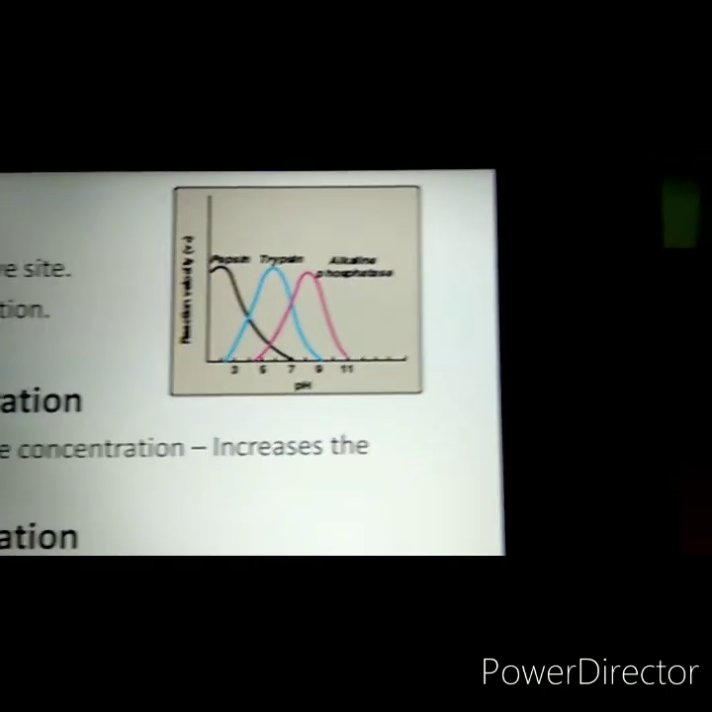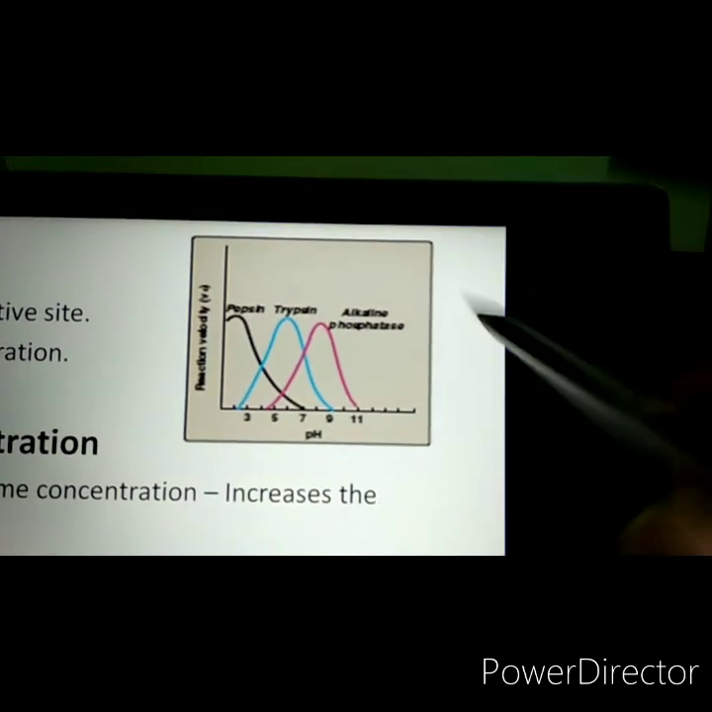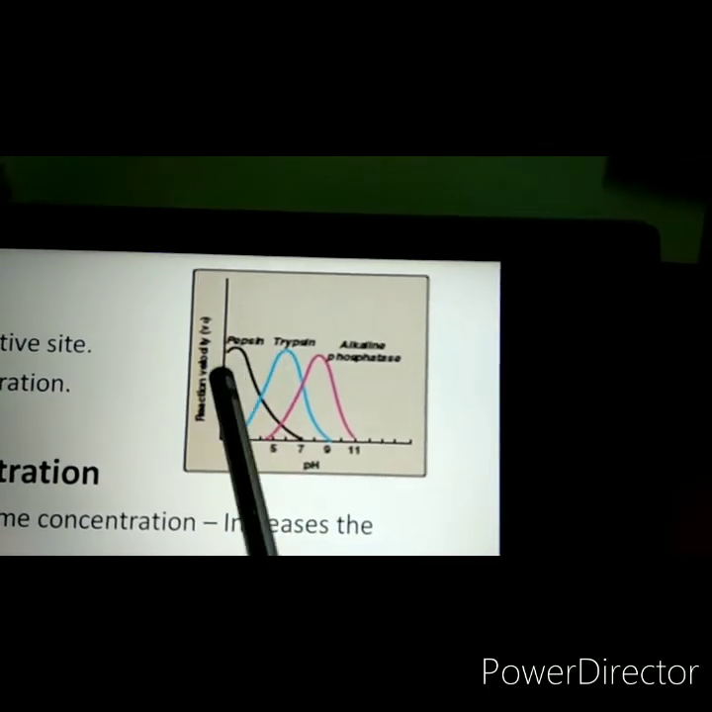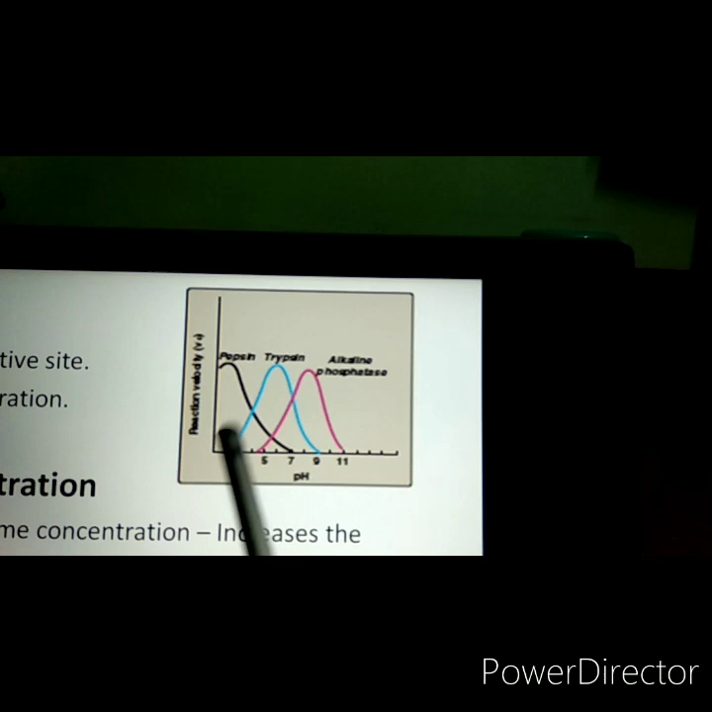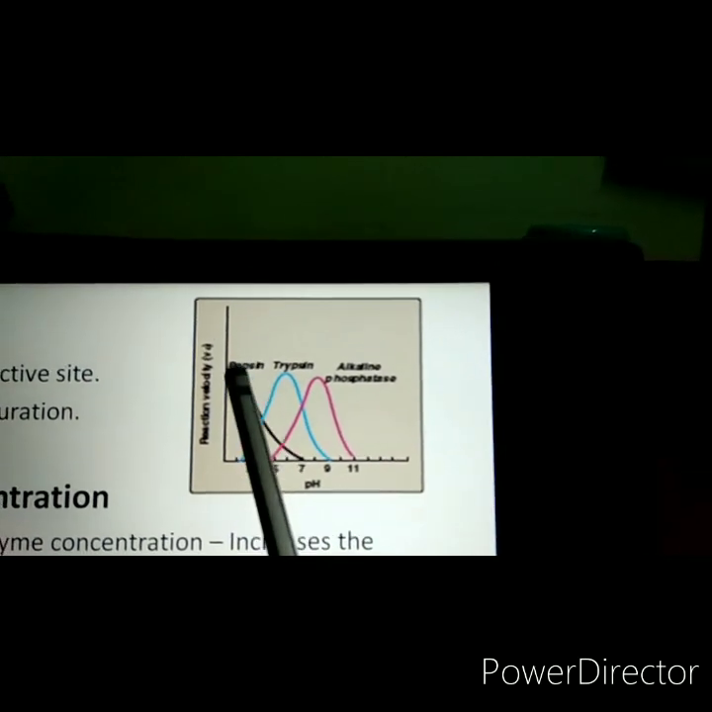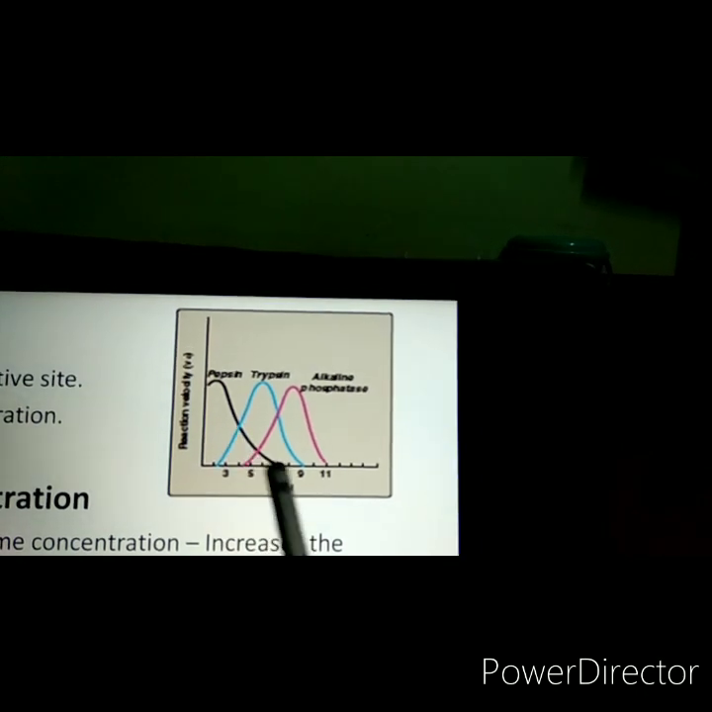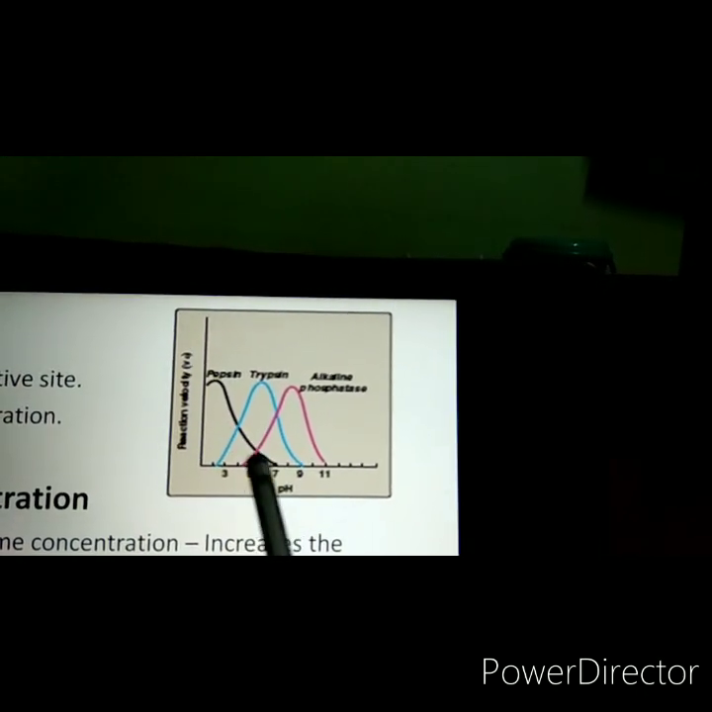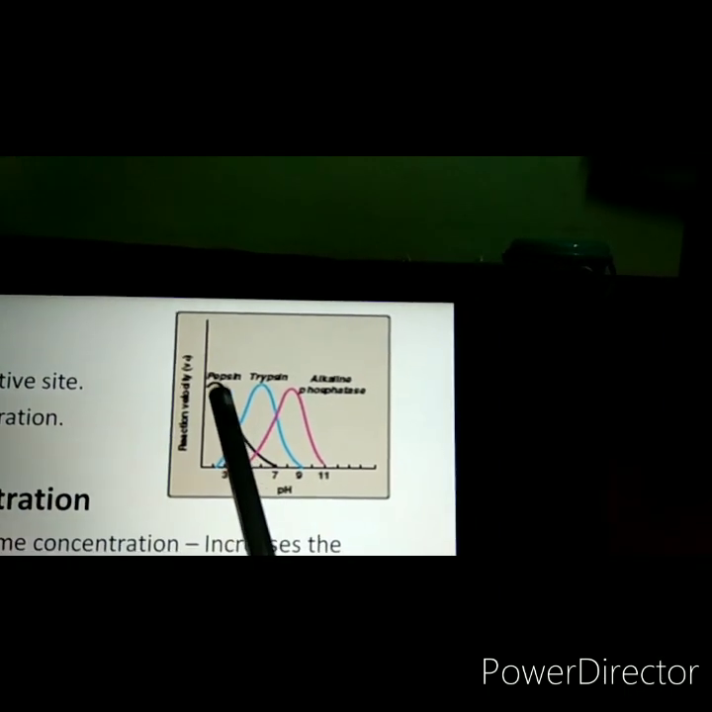You can see this graph wherein reaction velocity is plotted against pH. Pepsin is an enzyme that is present in the GIT. You can see between pH 1 to 3, the activity of pepsin is high. Beyond pH 3, there is a decrease in the activity of pepsin, that is, the enzyme gets denatured. Because of that, the activity of the enzyme is lost.